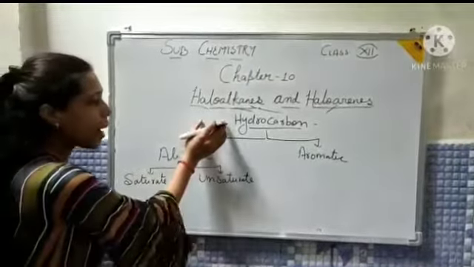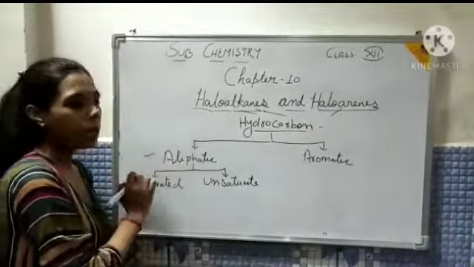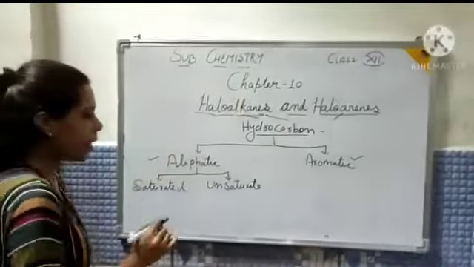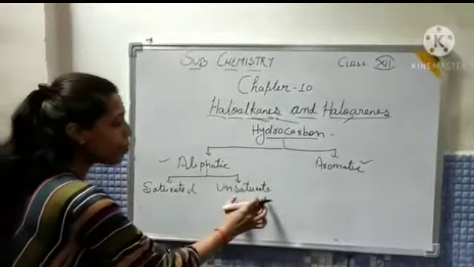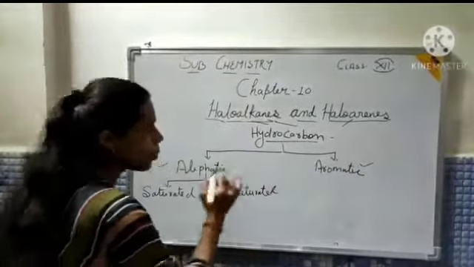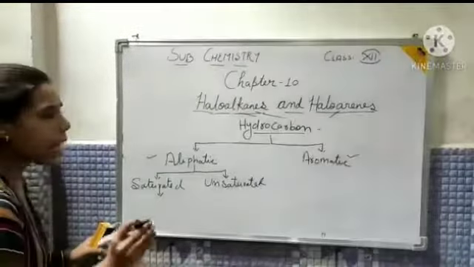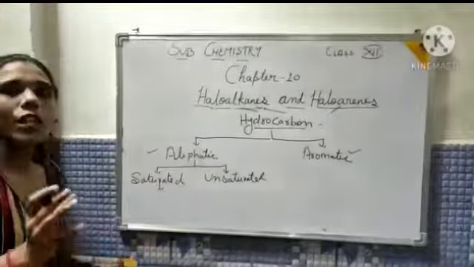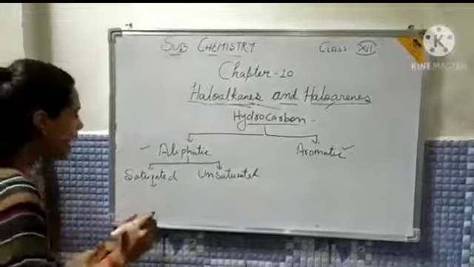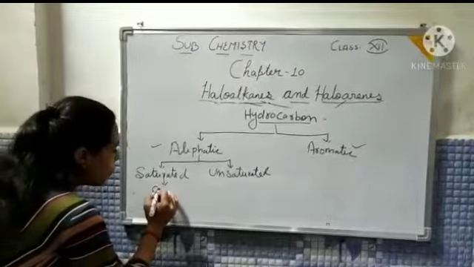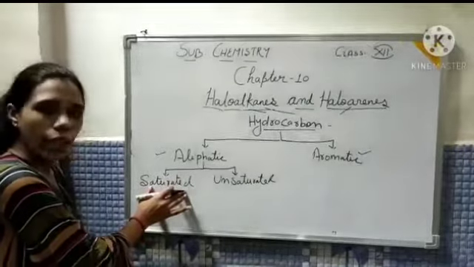Again I am telling you, students, hydrocarbons you will divide into two categories: aliphatic hydrocarbons and aromatic hydrocarbons. Now in aliphatic hydrocarbons we have one category of saturated hydrocarbons and one category of unsaturated hydrocarbons. Saturated hydrocarbons are the compounds which contain carbon-carbon single bonds. For example, if a carbon-carbon single bond is present, then they will come in the category of saturated hydrocarbons.